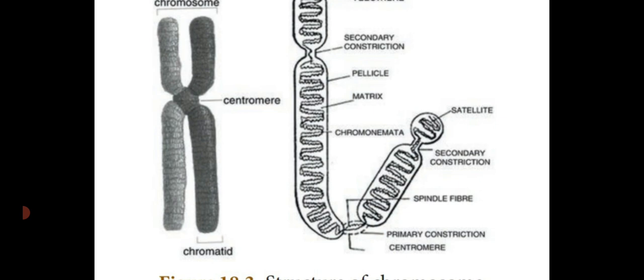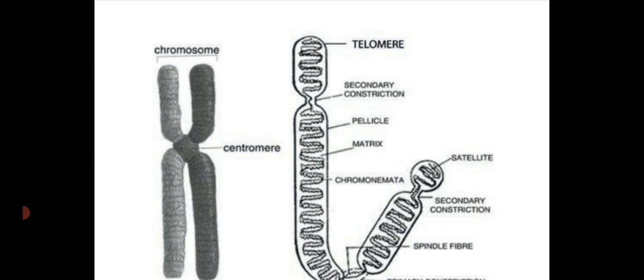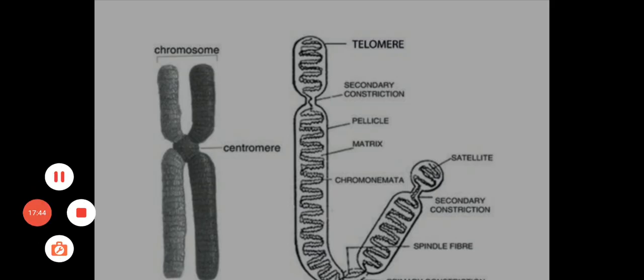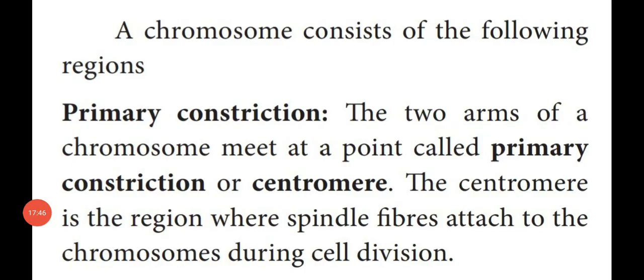The centromere region contains the spindle fibers, which are responsible for the cell division process. This is the structure of a chromosome. Dear students, the chromosome consists of the following regions. First one, primary constriction. Dear students, the two arms. What are the two arms?